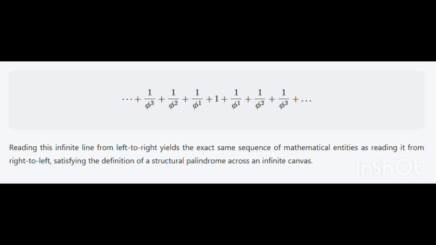Reading this infinite line from left to right yields the exact same sequence of mathematical entities as reading it from right to left. You read it from 1 by phi to the power infinity, plus 1 by phi cube, plus 1 by phi square, plus 1 by phi to the power 1, plus 1, plus 1 by phi to the power 1, plus 1 by phi to the power 2, plus 1 by phi to the power 3, till 1 by phi to the power infinity. So it satisfies the definition of a structural palindrome across an infinite canvas.